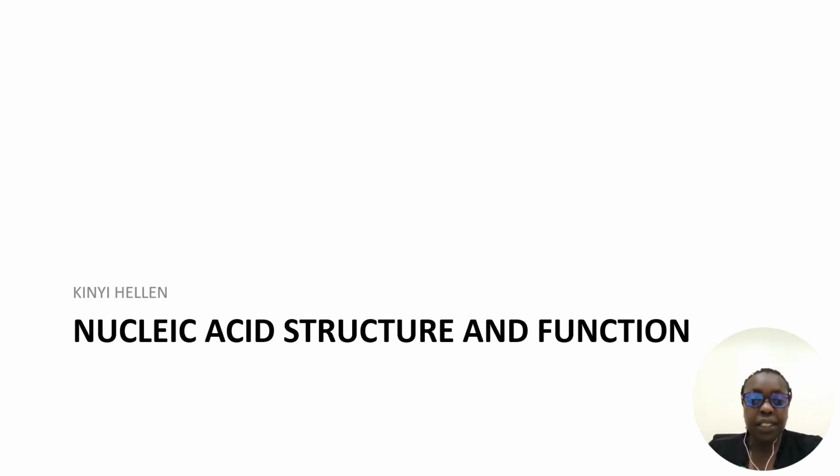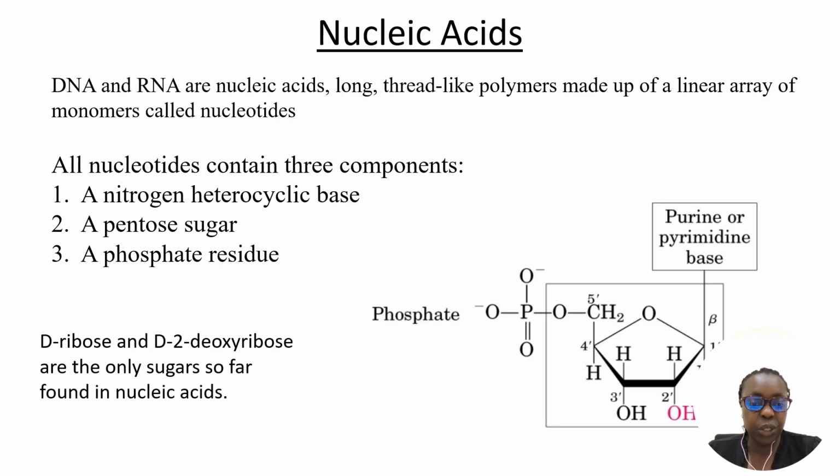Hello everyone, let us look now at nucleic acid structure and function. The nucleic acids, we saw, have the common pattern like the carbohydrates and proteins, where they have a monomer that comes together to give us a polymer of either DNA or RNA. The interesting thing about nucleic acids is that their monomer is not one molecule, it's made up of three components.